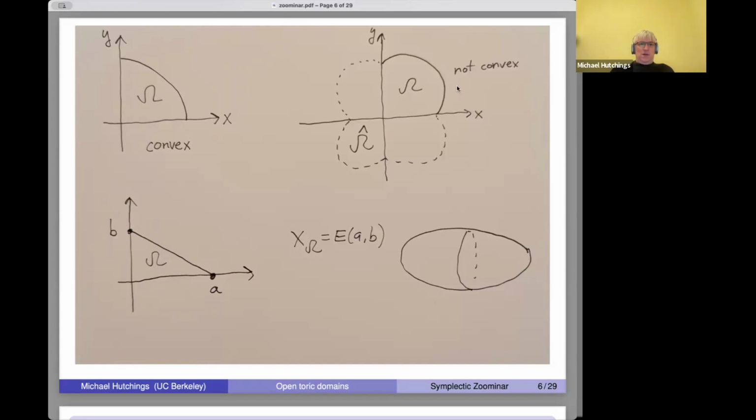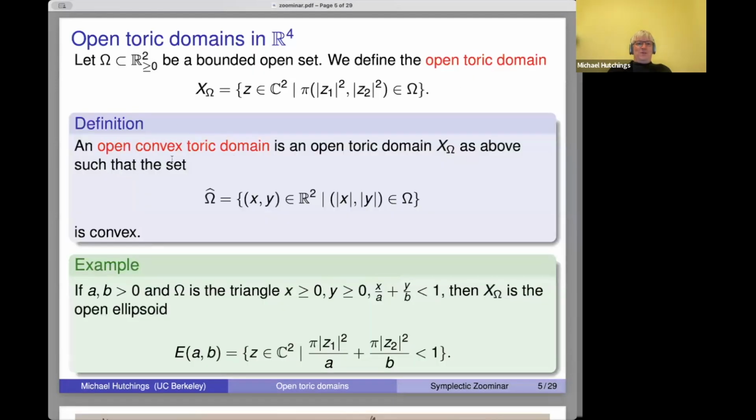There's also a slight misnomer in the terminology. So a convex toric domain is not the same as a toric domain which is convex. I apologize for the bad terminology. It is convex, but you can make toric domains where the omega is not convex, but the associated toric domain is still convex. Should maybe call it like torically convex or something. And so I apologize for the bad terminology.